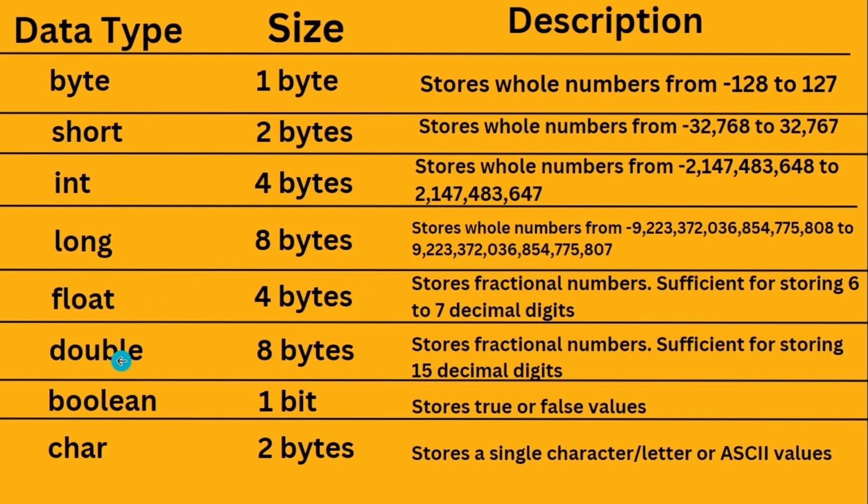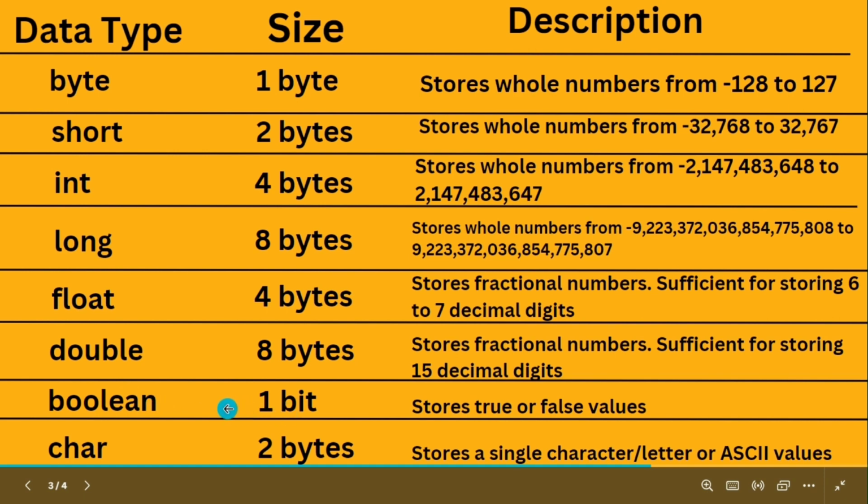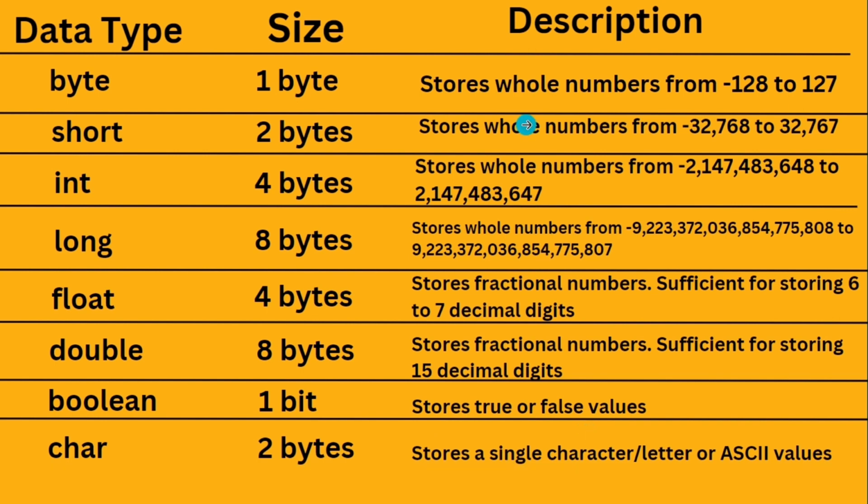Then you have float and double, 4 bytes and 8 bytes, which can carry decimal values. Then we have boolean, 1 bit, which stores true or false. Then you have char, 2 bytes, which stores a single character letter of ASCII values. So let's begin. Let's go towards the programming.